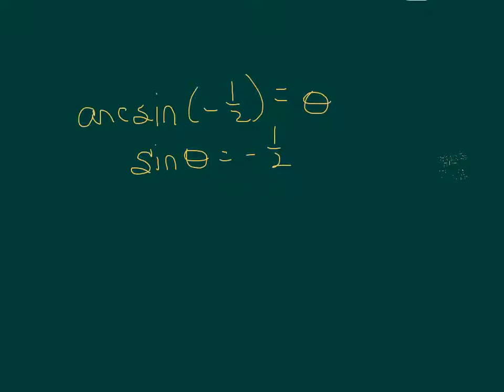Remember, our answer is going to be between negative pi over 2 and pi over 2, because this is an inverse. Remember, the range that we can get was the domain of the restriction. So we can only get an answer between negative pi over 2 and pi over 2.